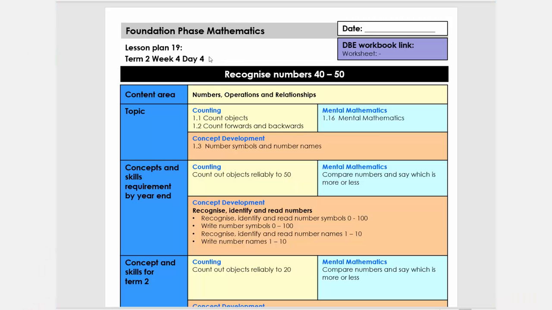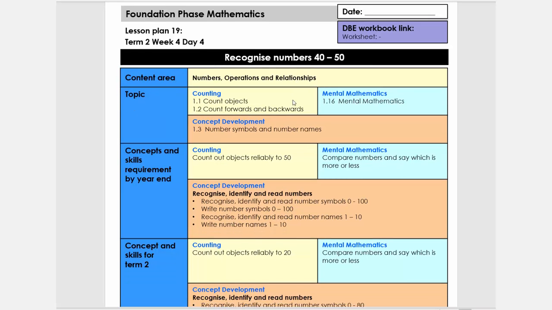Good day, everybody. Today we're going to do lesson plan number 19, term 2, grade 1. The topic is recognize numbers 40 to 50.